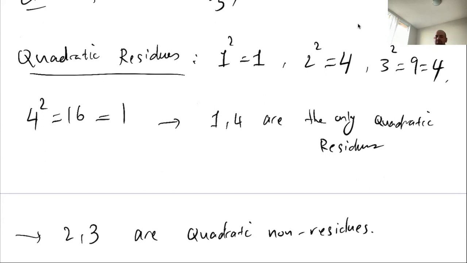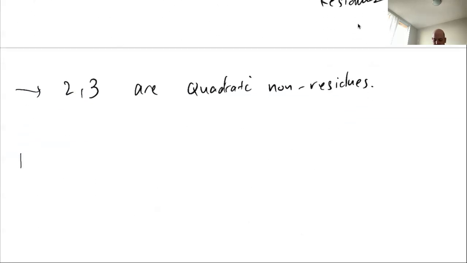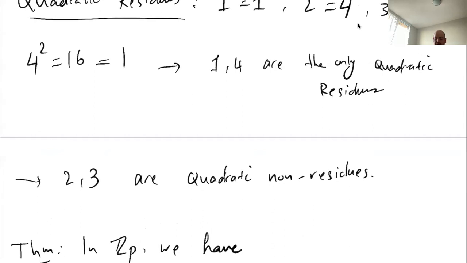So what do you think would hold in Zp? What would be the general rule in Zp? In Z5, we have 2 quadratic residues and 2 quadratic non-residues. In Zp, what is your guess? So, theorem. The number of quadratic residues and quadratic non-residues were equal here, right? And the same thing happens in Zp.